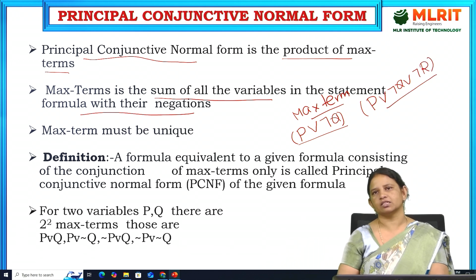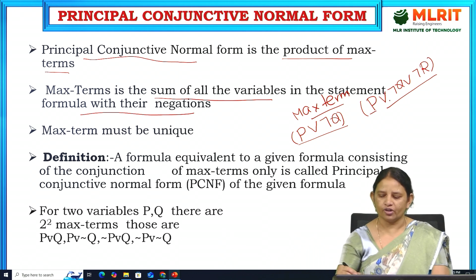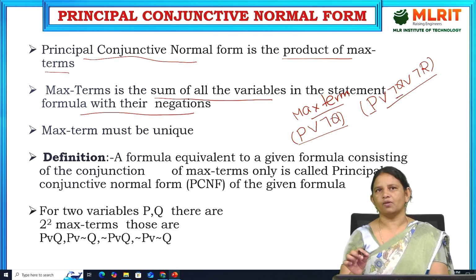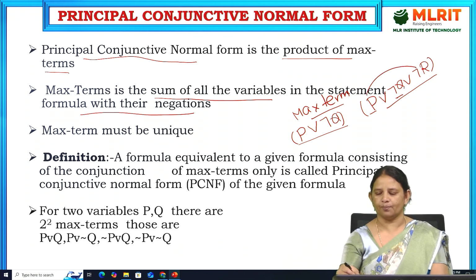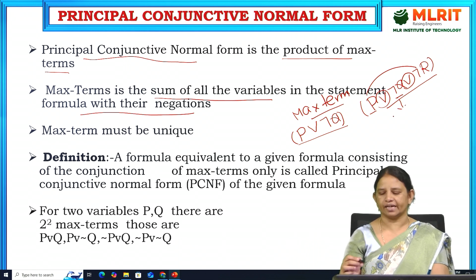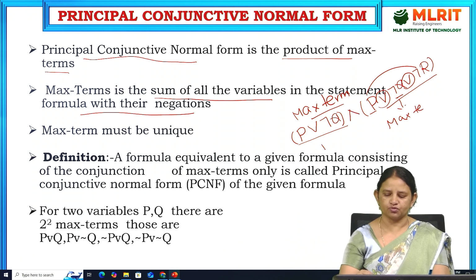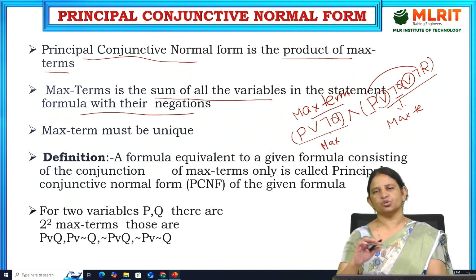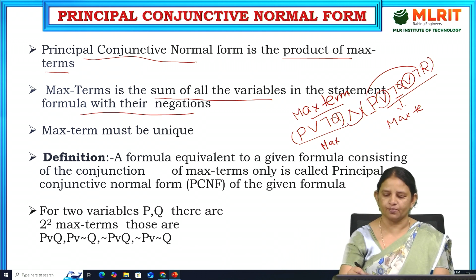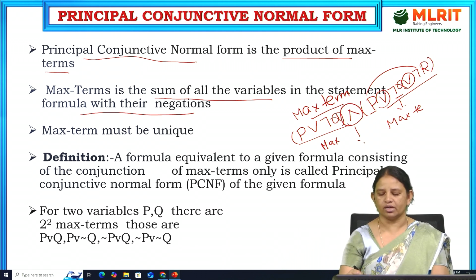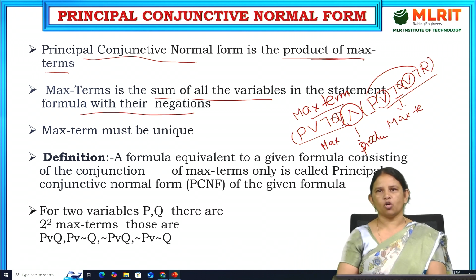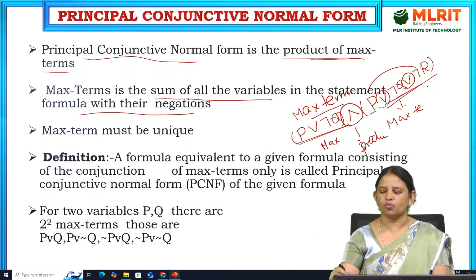What does the max term consist of? The max term consists of variables. That variable may be a normal variable or it may contain a negation; that is also a variable. All the variables are combined by using the symbol or. Then the sum of the variables and their negation is called a max term. The product of max terms: this is one max term, this is another max term. These two max terms are combined by using the symbol and. Then it is called a product of max terms. This is the format of PCNF.